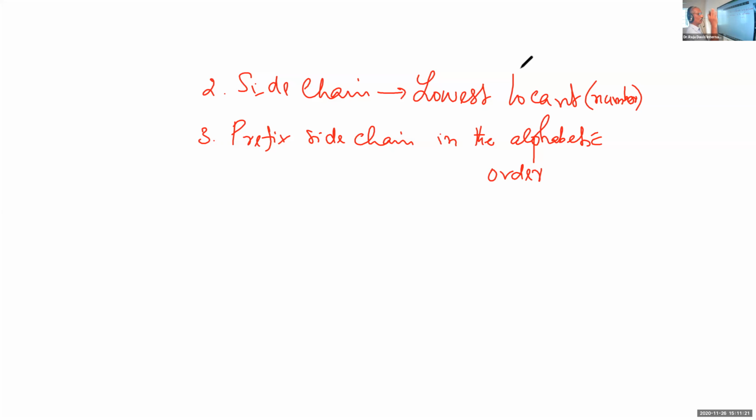So we have seen 3 rules now. First, you take the longest carbon chain, then the side chains are given the smallest locants, the smallest number. Then you prefix. Prefix means right before, in advance. So you prefix the side chains in the alphabetic order. So remember these 3 rules first. And based on that, let us try to write the names of some simple compounds.